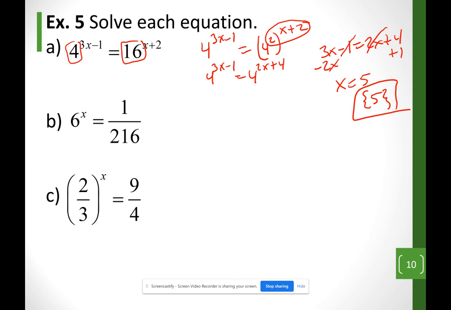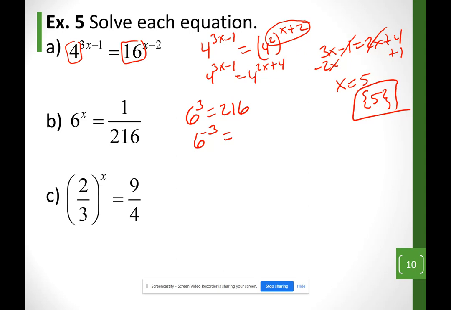Now let's take a look at question number B. One thing I want us to remember, 6 to the third is 216. Okay, so now my fraction here is 1 over 216. I know 6 to the third is 216. So 6 to the negative third.